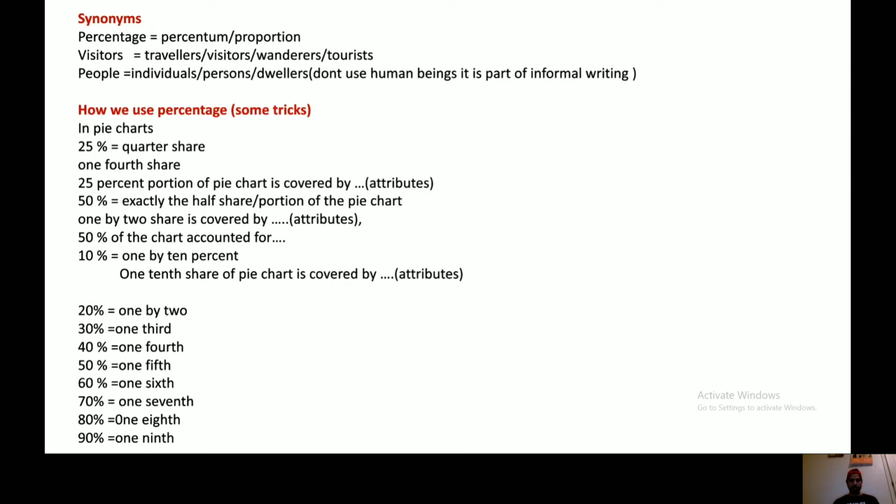Moving further, there are some synonyms I have used for percentage. You can use percent and proportion. For visitors, as I earlier told you, travelers, visitors, wanderers, tourists. For people, you can use individuals, persons, dwellers. Don't use human beings because it is a part of informal writing. So never try to use human beings as a synonym of people. Now, how we use percentage, some tricks have been given over here. Those are some tricks that I have used.